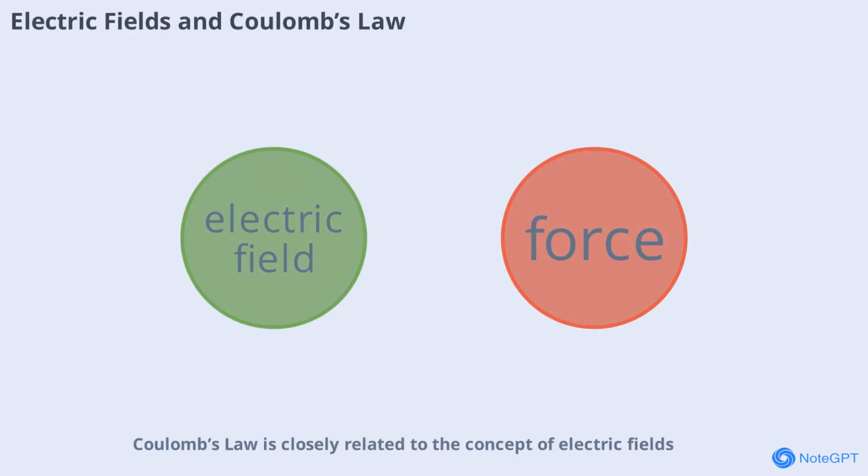Coulomb's law is closely related to the concept of electric fields. An electric field is a region around a charged object where other charges experience a force. The strength and direction of this field can be calculated using Coulomb's law, providing a deeper understanding of how charges influence their surroundings. Electric fields are fundamental to many technologies, from capacitors to particle accelerators.